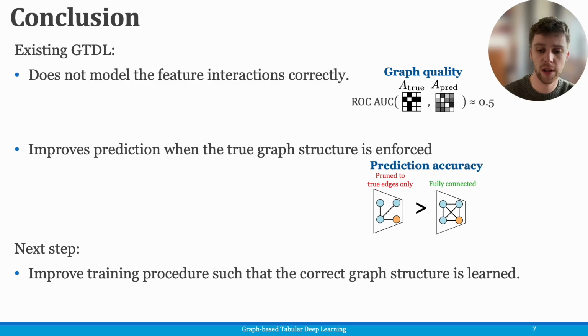However, we have shown that even for simple graphs with simple feature interactions, the models cannot learn the correct graph structure. So an interesting next step is to improve the training procedure so that the correct graph structure is learned, both in these traditional deep learning methods, but also in tabular foundation models.